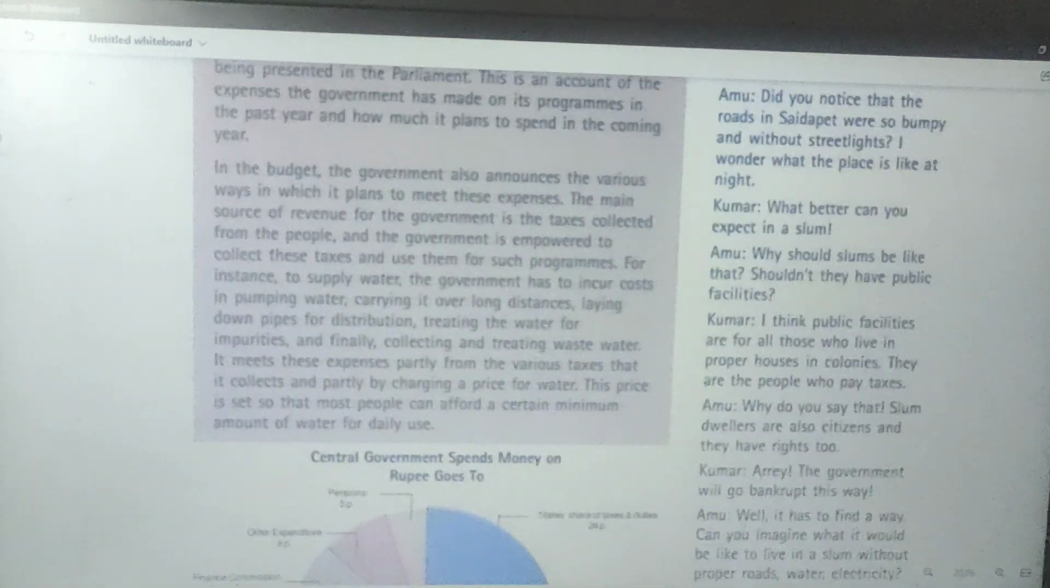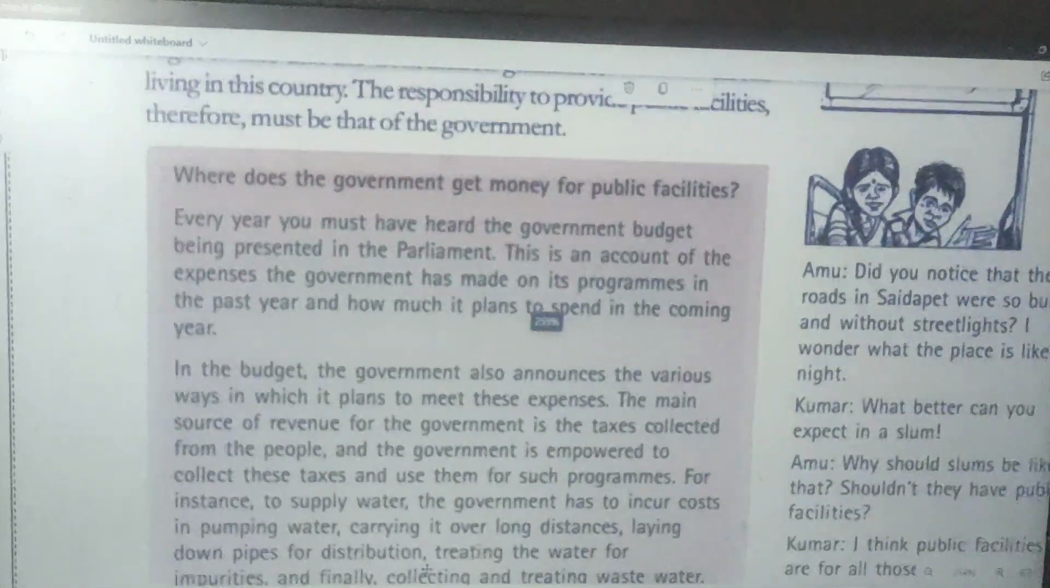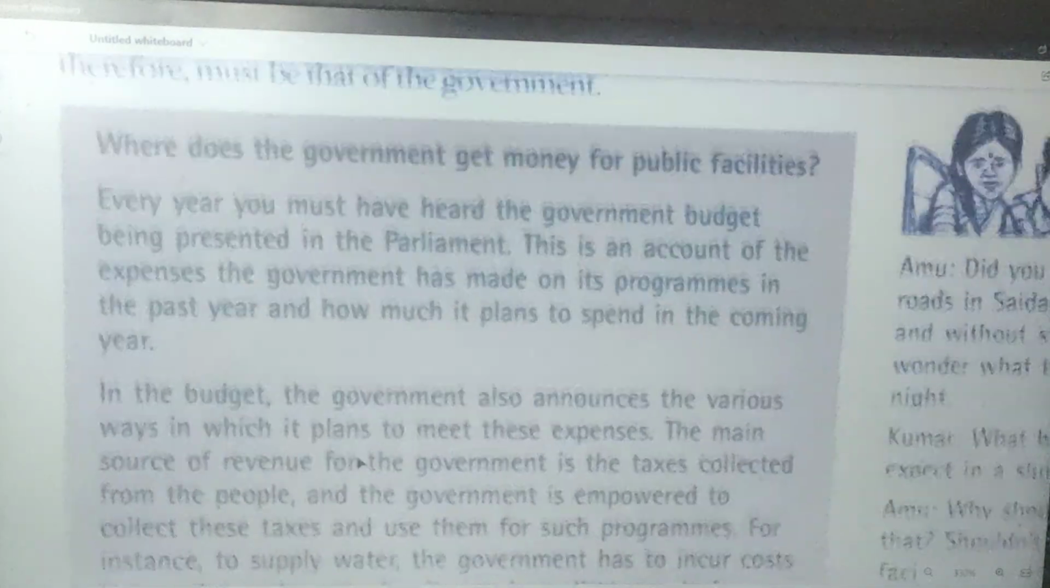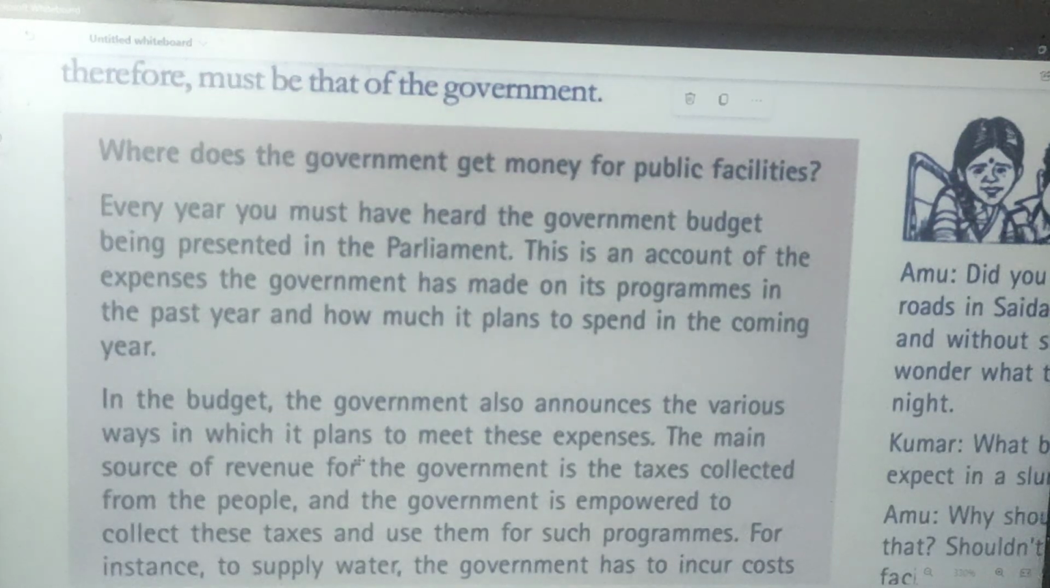Now, let us read this quickly. Where does the government get money for public facilities? Every year you must have heard that the government budget is presented in the Parliament. This is an account of the expenses the government has made on its programs in the past year and how much it plans to spend in the coming year. In the budget, the government also announces the various ways in which it plans to meet these expenses.